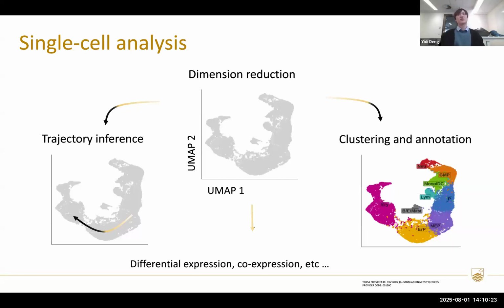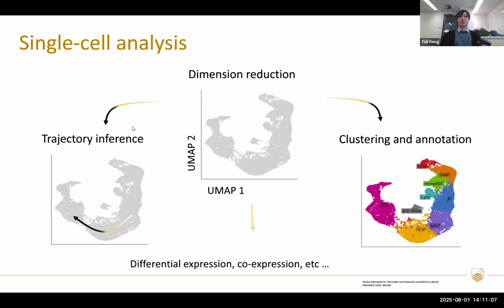So what do we do with single cell analysis? We have the gene expression matrix. What we do first is a dimension reduction, and here the technique is called UMAP, which is nonlinear dimension reduction. Based on the reduction, we do clustering of cells to generate cell clusters and annotate these clusters by their expression profile. The annotation that we normally do is cell type or cell state. For example, in this data set, we have progenitor cells, and this data set is about blood cell development, or hematopoiesis.